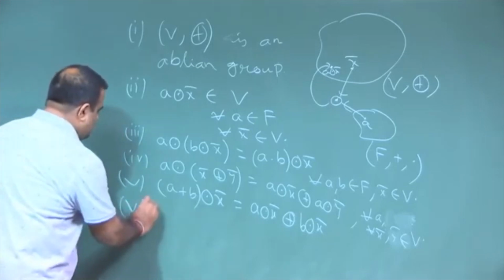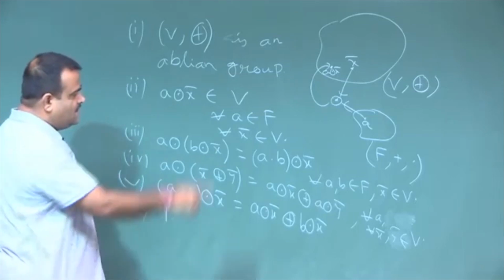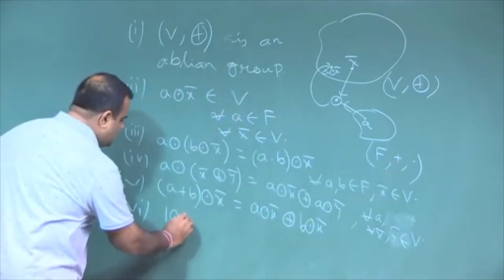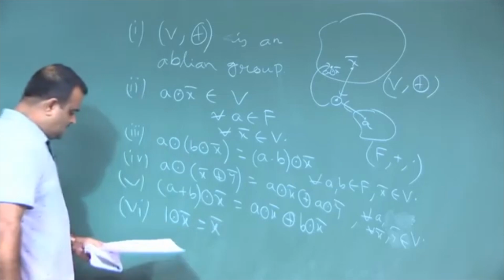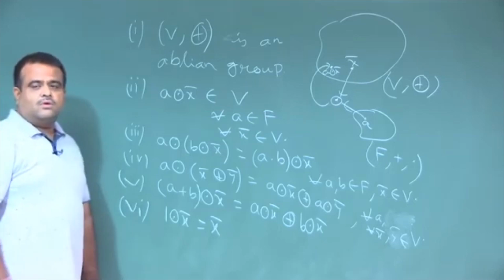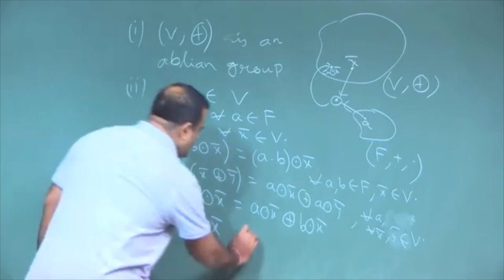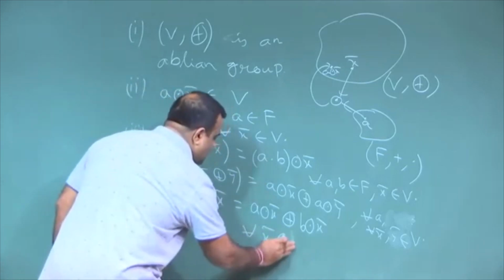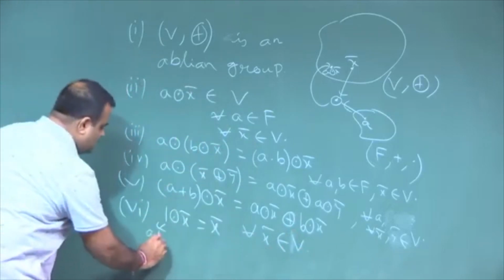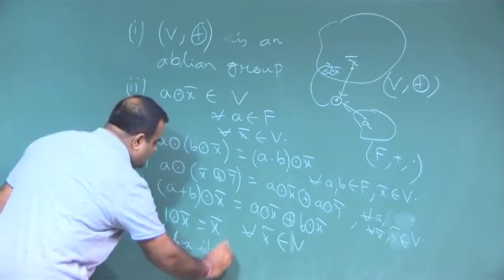And then 1 is the field multiplicative identity. If we operate 1 with any vector, this will give us that vector itself. This is the definition. I mean, we should have this property in order to call this V a vector space over the field F. So, this is for all x belongs to V, and where 1 is the identity in F.